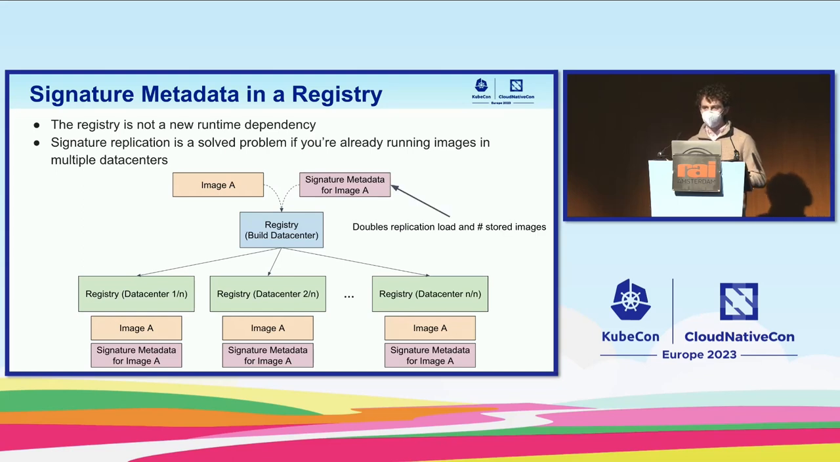It's important to note, though, that taking advantage of this fact doesn't come for free. Because we're replicating signatures to all the same places that images will run, we're doubling both the replication load and also the number of stored images. So you definitely need to be mindful of any registry quotas that you may need to comply with before you start signing images.